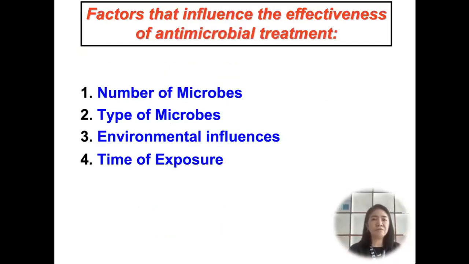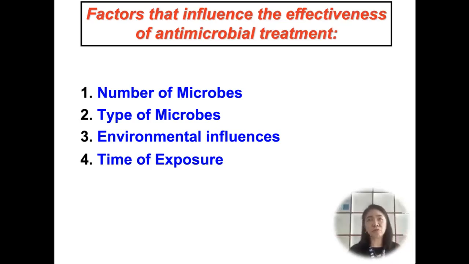Now, moving forward, when we talk about microbial control, we have to be familiar with the factors that may affect the processes of killing microbes. And this would include the following. These are the factors that would influence the effectiveness of antimicrobial treatment. Number one, the number of microbes that you have.